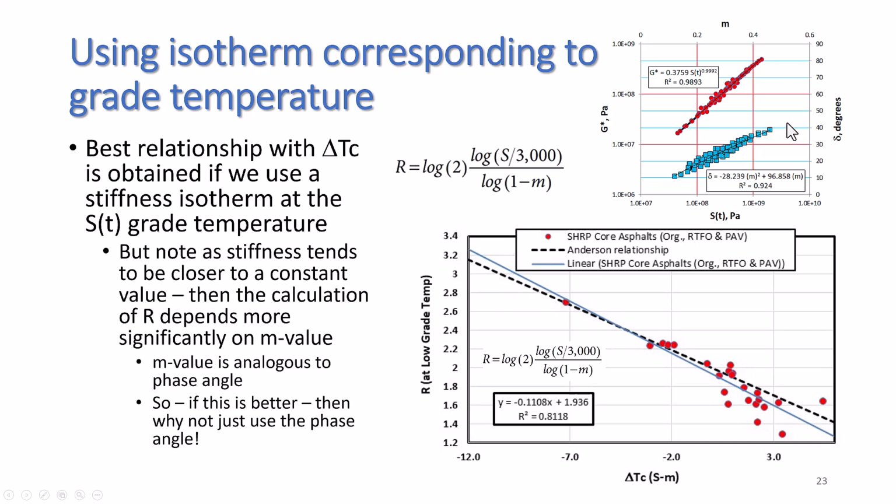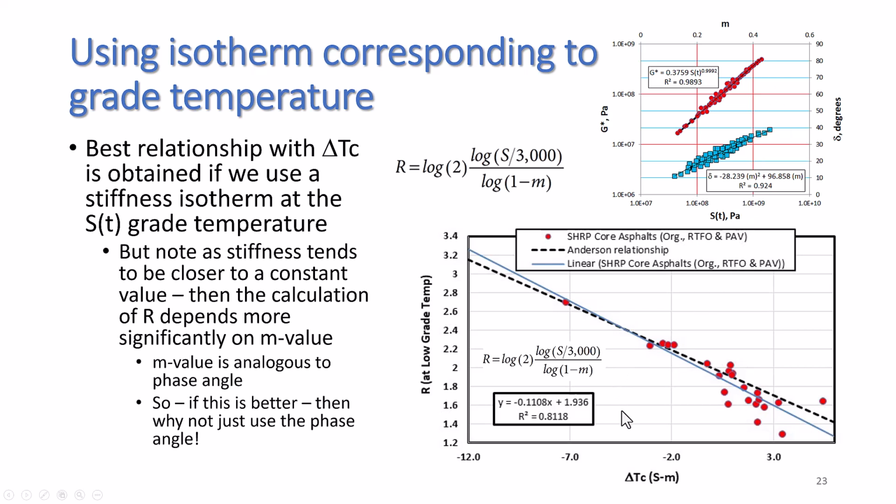Now, we know that there's strong relationships between the modulus and the phase angle and the S of t. This is showing the relationship between the S of t and the modulus. The blue data is showing the relationship between the M value and the phase angle. So we know these things are interrelated. So the fact that you can say delta TC, which is from bending beam, is related to the R value from either a rheological test or from a bending beam, these things should all be interrelated.